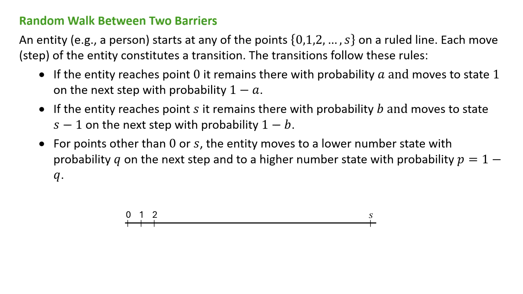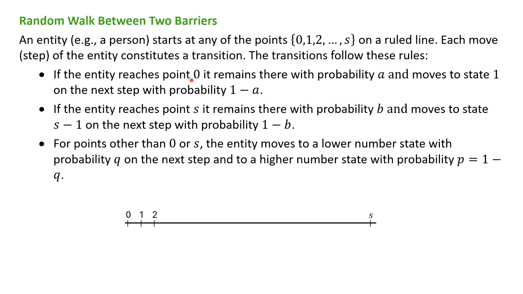The next example is a linear random walk between two barriers. So we have an entity, a person perhaps, that starts at any of the points 0, 1, 2 up to S on a ruled line. So I've drawn you a picture of it here. So you have your entity starting somewhere, and then they go randomly at each step back or forth. And these are the particular rules. There's variations on this, but this is one version.